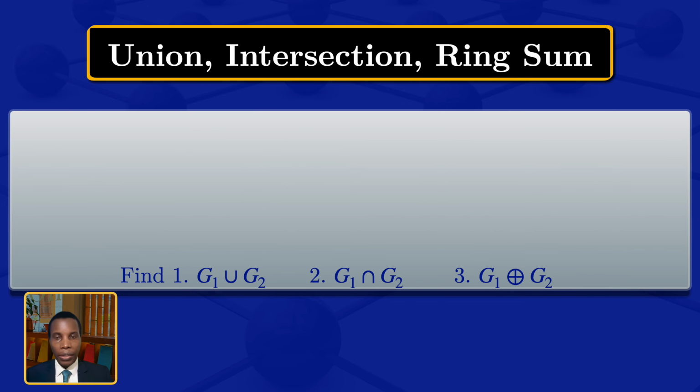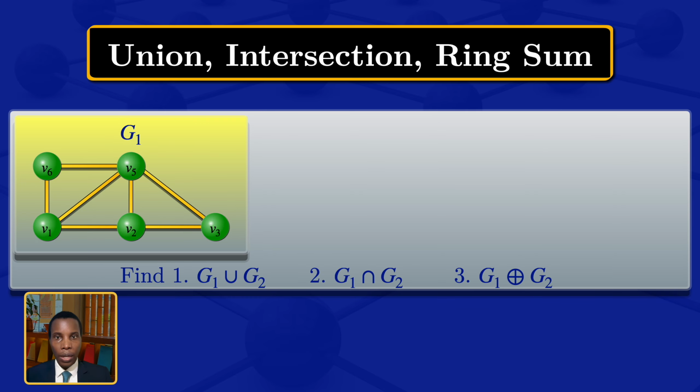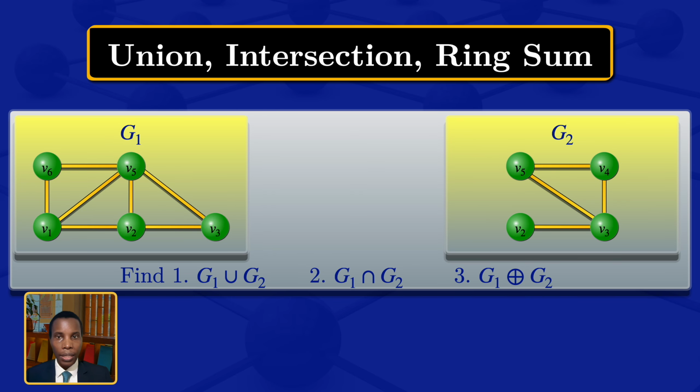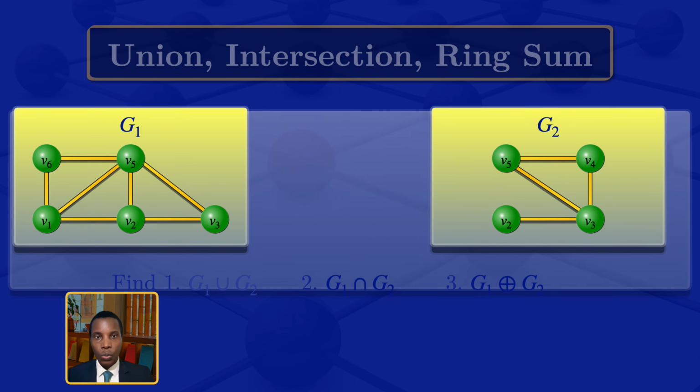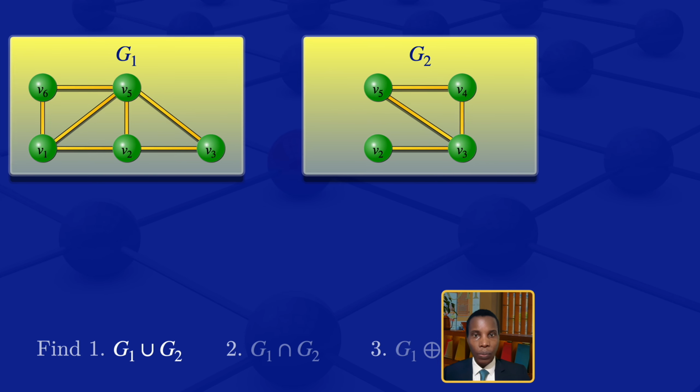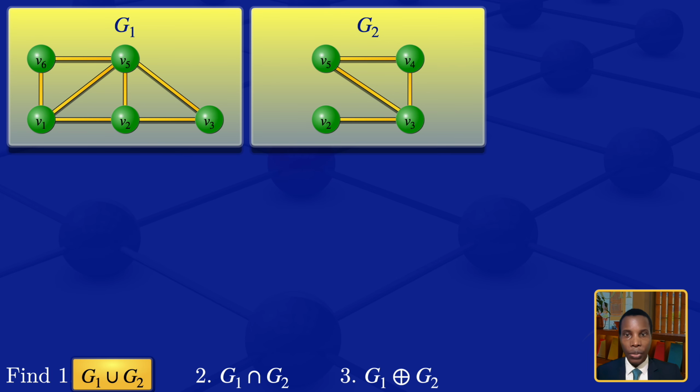I'm going to find the union of G1 and G2, the intersection of G1 and G2, and the ring sum of G1 and G2 if the graphs G1 and G2 are these ones here appearing on the screen. So we have those two graphs, G1 and G2. So I'll start by looking at the union of G1 and G2.